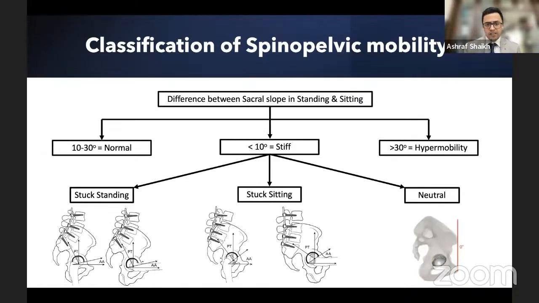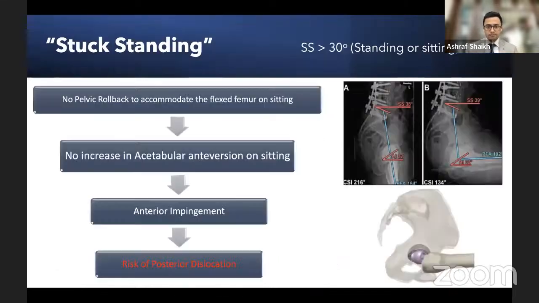When you are trying to classify this, we use the difference of sacral slope in standing and sitting. When it is 10 to 30 degrees, it is considered normal. Less than 10 degrees of difference between the sacral slope on standing and sitting is stiff, and more than 30 degrees is hypermobile. In the stiff spine comes stuck standing, where the pelvis is anteverted and it is stuck in that position on sitting or standing. Stuck sitting means that the pelvis is rolled back and it is stuck in that position irrespective of the patient standing or sitting. And the third one is neutral.